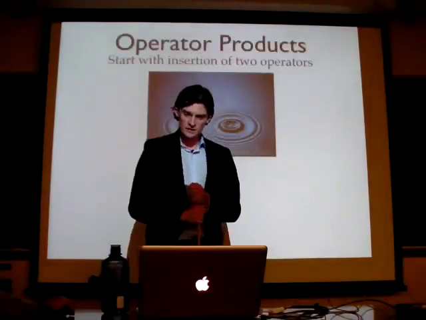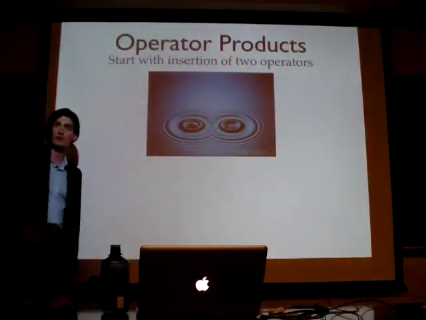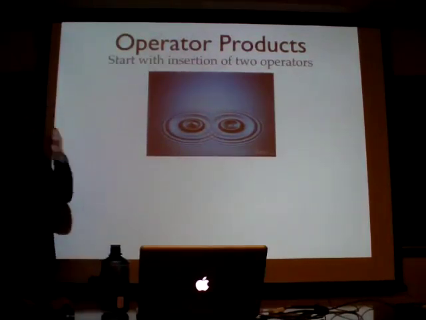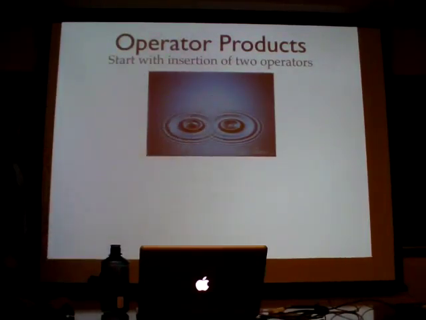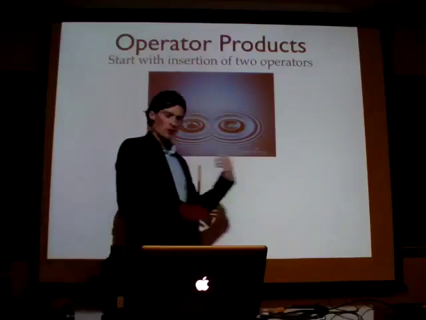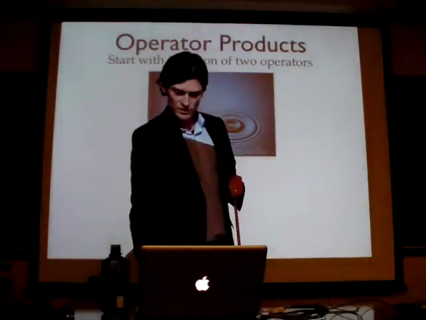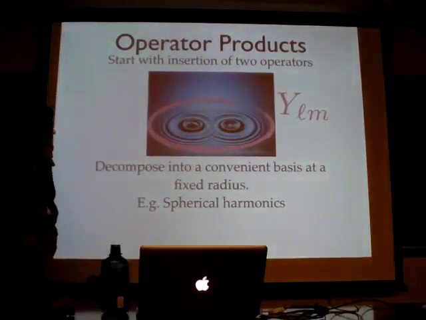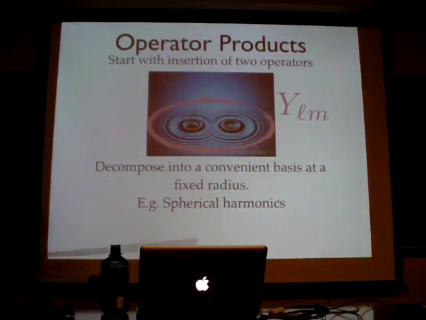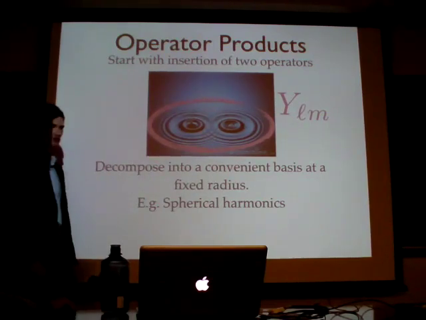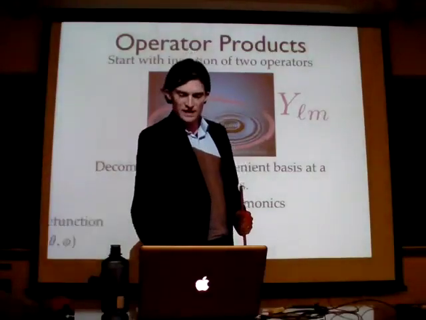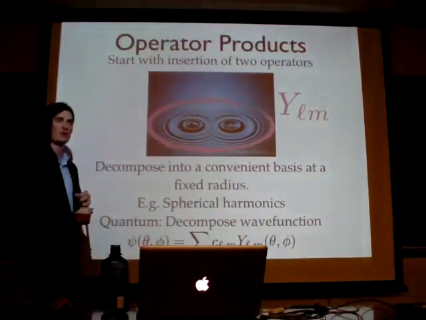Now we can look at more complicated things where we have several operators. The simplest such thing is the insertion of two operators, which I've denoted as two ripples in a pond here. One way of simplifying this, which is common in problems in physics, is to decompose it into a convenient basis at some fixed radius. A common basis is spherical harmonics. Since this is quantum mechanics, what we're doing here is decomposing the wave function.